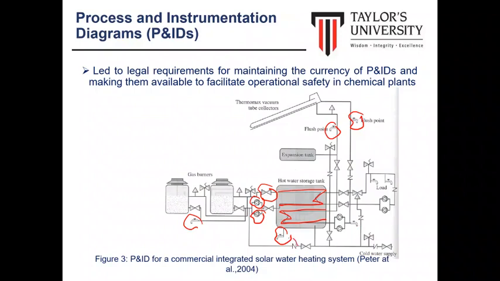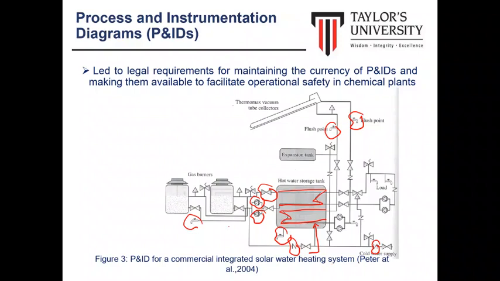And we have, this is the non-return valve to avoid any flow returning back into the piping. And then we have the expansion tank at the top of the hot water storage tank, and also we have a thermometric vacuum tube collector here. So basically it almost mimics the real process. So we can imagine the real process of this commercial integrated solar water system.